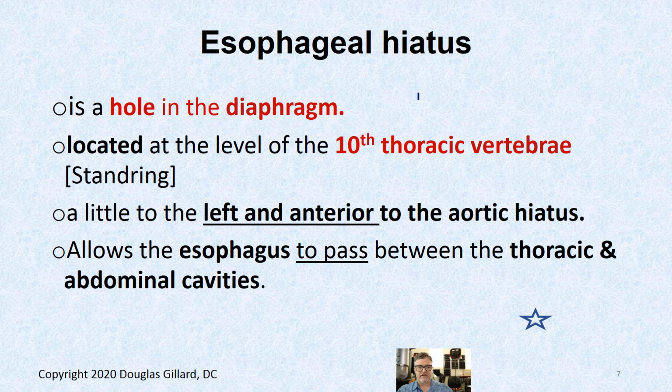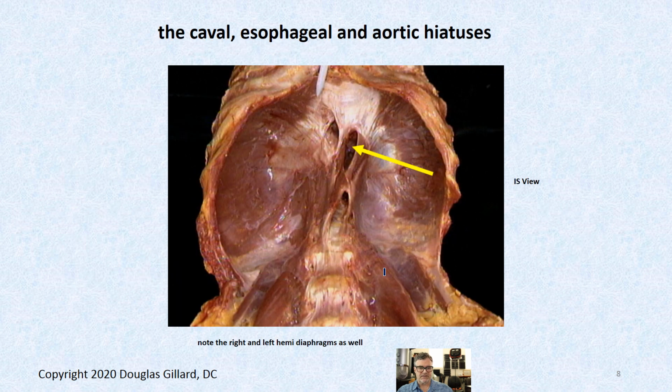Let's talk about the esophageal hiatus a bit. That's a hole within the diaphragm. It's located about the level of T10. It starts a little to the left and a little bit anterior of the aortic hiatus. We'll look at a cadaver picture here in a second. If you're sensitive to that stuff, well, this is for my students, but a cadaver picture's coming. The hiatus allows the esophagus, of course, to pass between the thoracic and abdominal cavities.